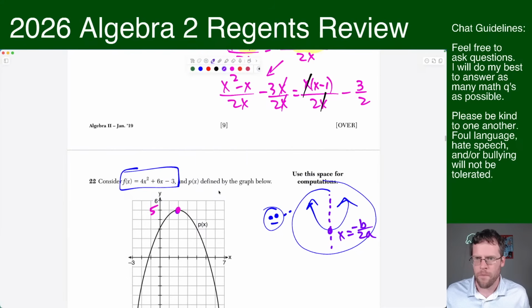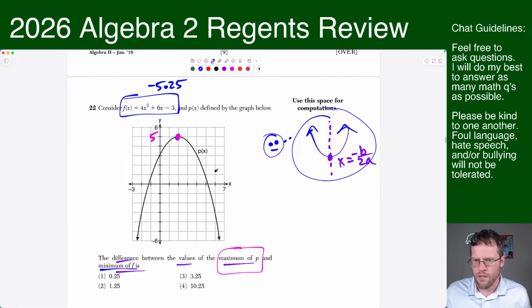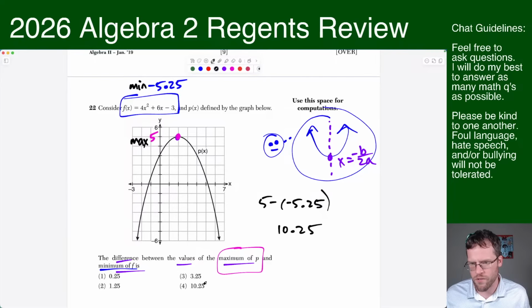But the question is, what is the difference between them? The difference between the maximum and minimum. Well, here we have a maximum of 5, and the minimum is negative 5.25. So if I do 5 minus the minimum, that gives us 10.25, choice 4.